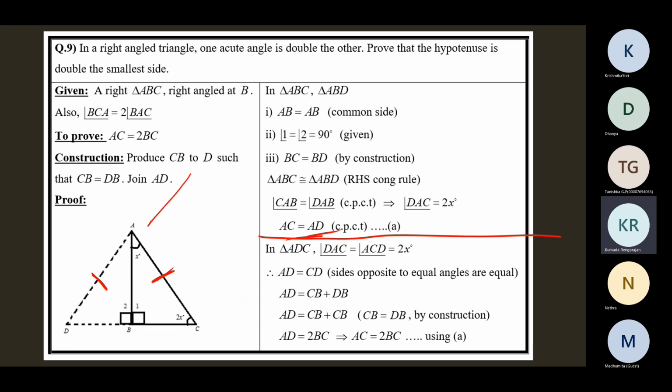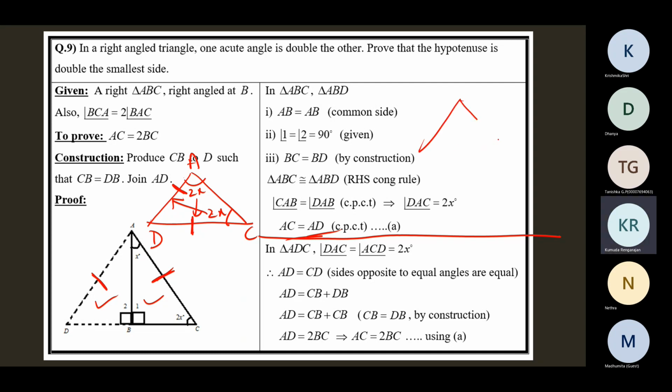Now look at the whole triangle ADC. This angle is 2X. Now this angle is also 2X, which means in this triangle, the side opposite to 2X, this side, is equal to the side opposite to 2X, this side. AD is equal to DC. ADC is an isosceles triangle. See, we have two right triangles. The whole triangle is an isosceles triangle.